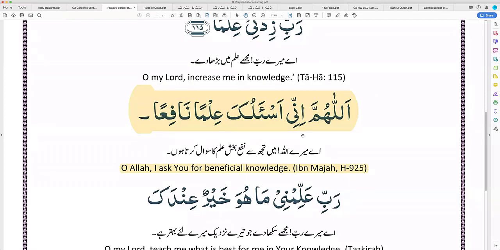Allahumma inni as'aluka ilman nafi'an. MashaAllah, very, very nice. Very, very nice. You applied all the rules there. And with practice, you'll become more fluent. MashaAllah, well done. If you can read the English translation. Oh Allah, I ask you for beneficial knowledge. Fantastic. Okay. And the reference, please.